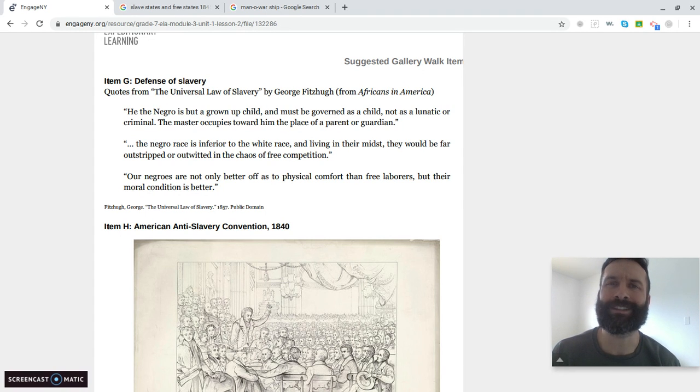Sorry, I would have done a more racist Southern accent, but I wasn't really planning on that. Maybe next time. That's from George Fitzhugh, The Universal Law of Slavery, 1857. So a decade after the North Star starts being published, this debate's still going on about the inferiority of someone based on the color of their skin.